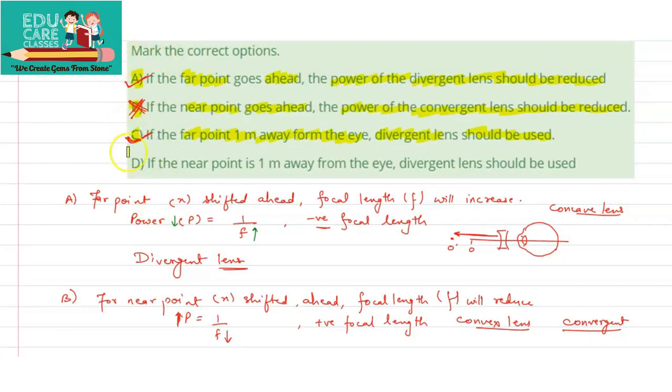Now, when we talk about option D, if the near point is 1 meter away from the eye, a divergent lens should be used. We know that for the near point we use a convergent lens. Here we are using a divergent lens, so our option D is incorrect. So as per the question, options A and C are correct.